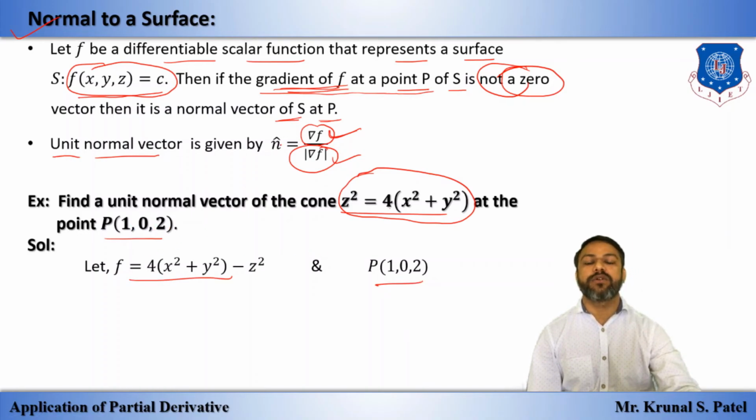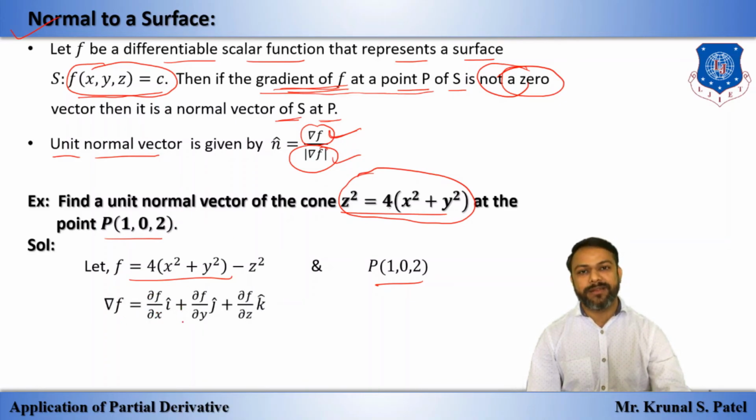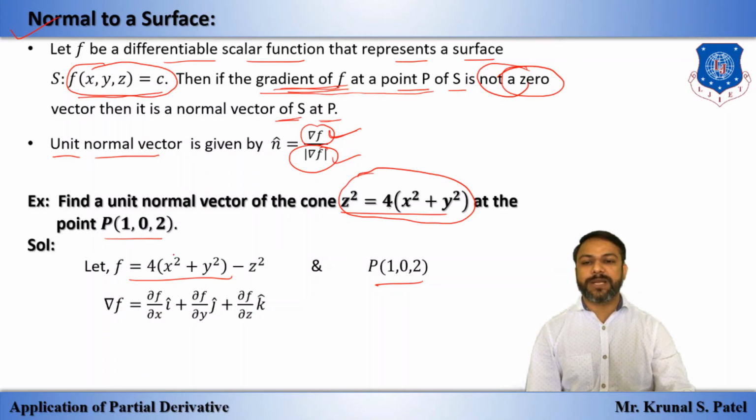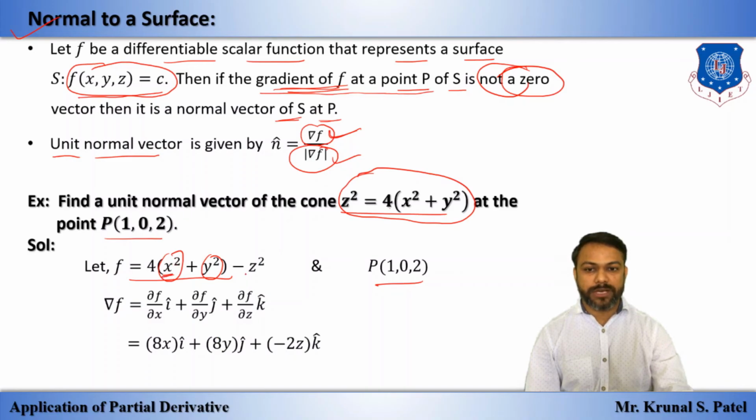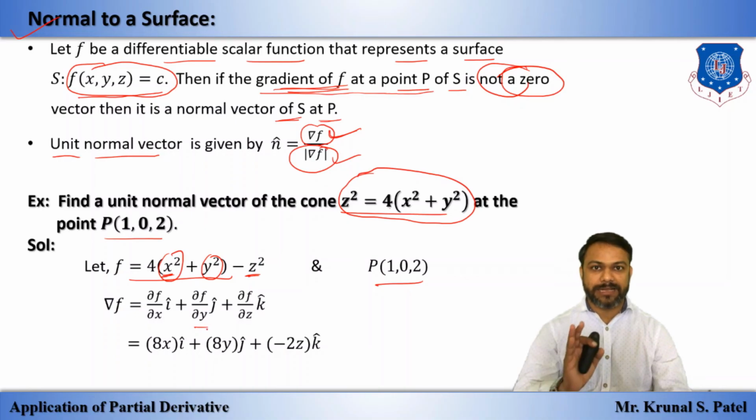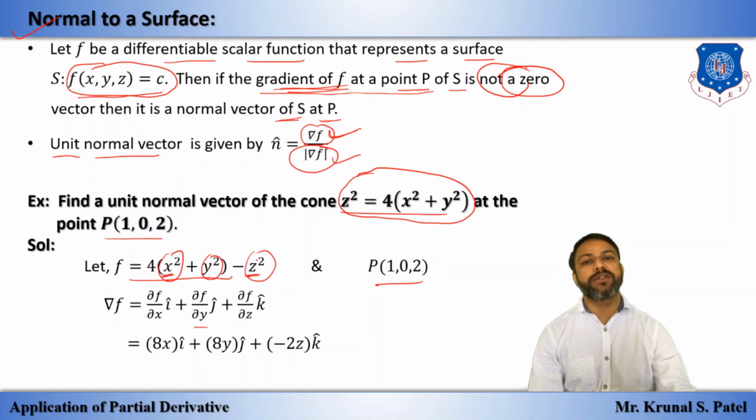Now we find the gradient of f. The gradient of f is del f by del x into i plus del f by del y into j plus del f by del z into k. Now find the differentiation. Differentiation with respect to x is 2x into 4, so 8x. Differentiation with respect to y is 2y. We don't take the other terms because whenever we differentiate with respect to y, x and z are treated as constants, a basic concept, don't forget that. And differentiation of z squared is 2z, so with the minus sign, minus 2z.